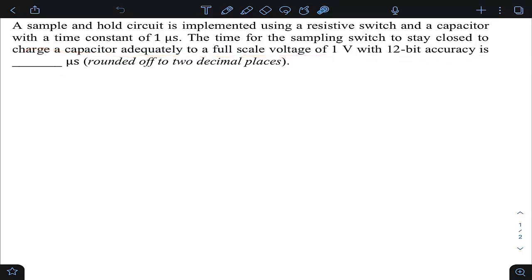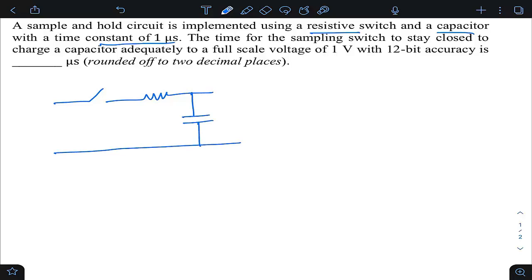So first, students, let us understand what data is given and what they are exactly trying to ask. You see a sample and hold circuit implemented using a resistive switch and a capacitor with a time constant of 1 microsecond. How should the circuit be then? You have a switch like this, a resistor and a capacitor. This is the general architecture we usually study. This is the sample and hold circuit, and this is applied to an ADC.